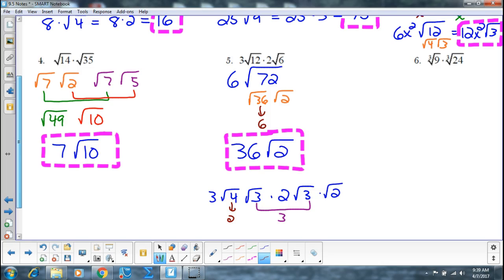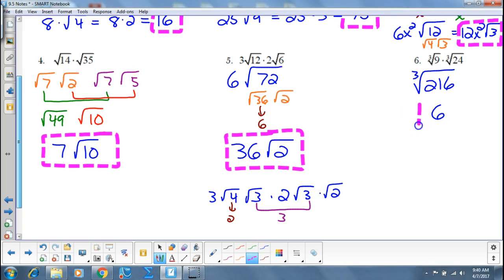Why does it make a 3 on the outside? Because the square root of 3 times the square root of 3 is the square root of 9, which is 3. This could be the cube root of 216, which is just 6. Okay.